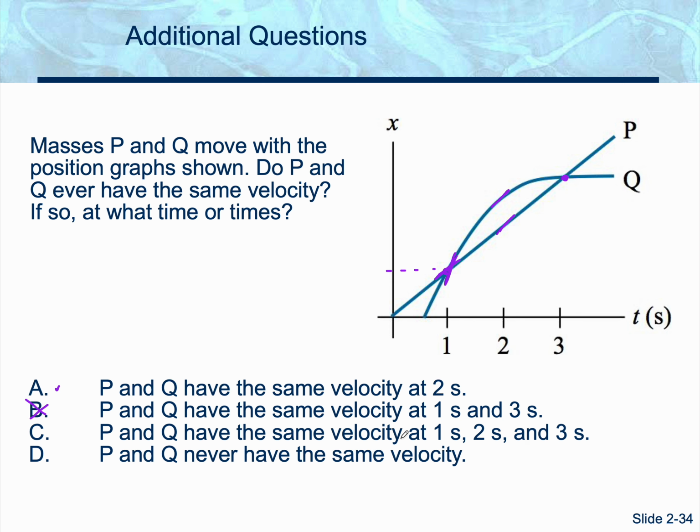P and Q have the same velocity at 1, 2, and 3? No. We already know that at 2 and 3, they have different slopes. At 1 and 3 seconds, they have different slopes. C is definitely not true.